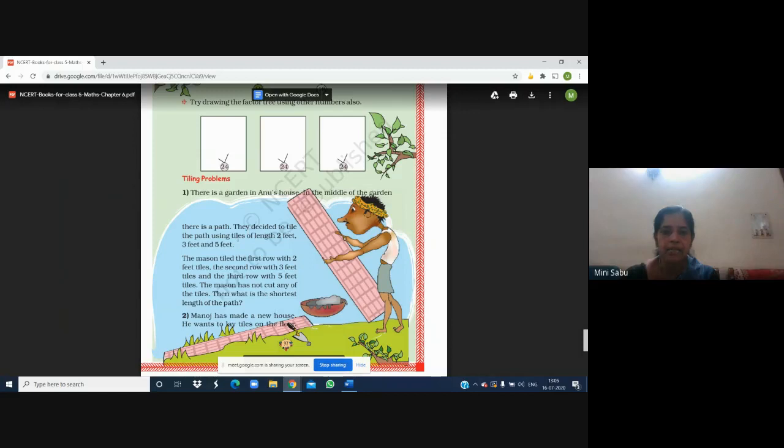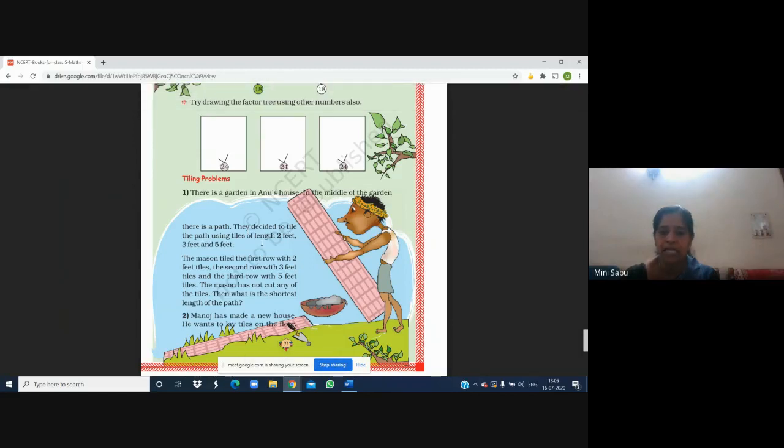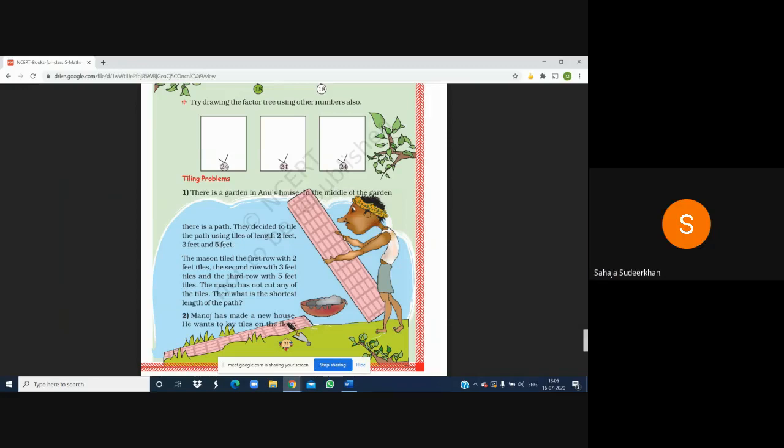They decided to tile the path using tiles of length 2 feet, 3 feet, and 5 feet. Feet is not a unit which is very familiar to you, but nowadays the construction people also use this. But you just consider it as 2, 3, and 5. Let it be any unit. Don't mind about the unit.